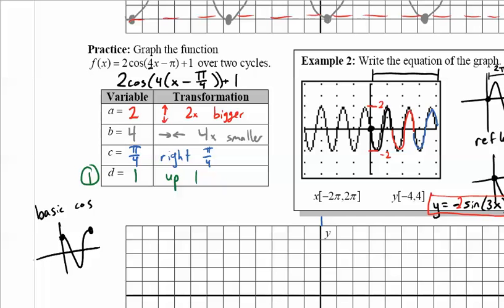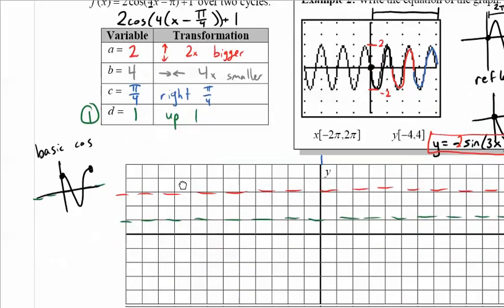So the middle line of this graph is going to move up 1. So I'm going to put that line on the graph first. I'm moving the whole center of the graph up 1. And then from there, I have an amplitude of 2. So that means from there I'm going to go up 2, down 2, up 2, down 2 from the middle. So the maximum of that graph will be 3, and the minimum will be negative 1.